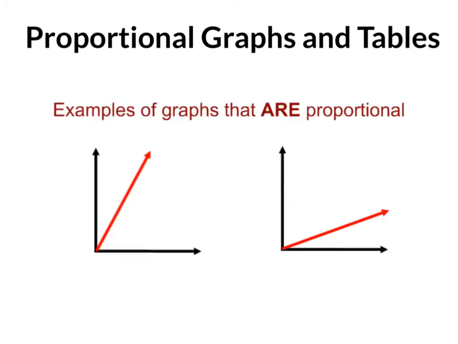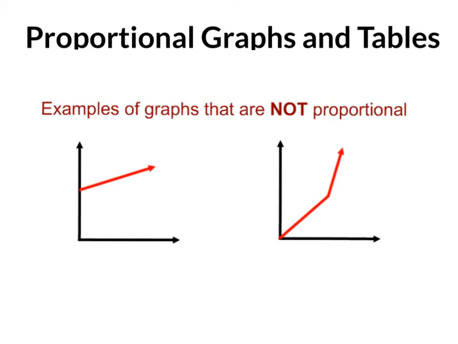Here are some examples of graphs that are proportional. You will notice that each of the graphs starts at the origin, and the graphs continue in lines because they have a constant rate that stays the same as time goes on.